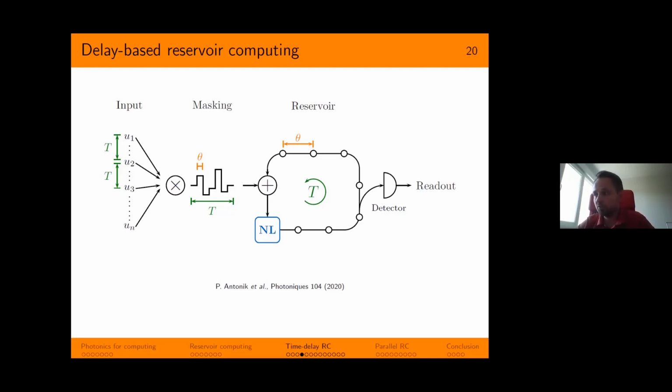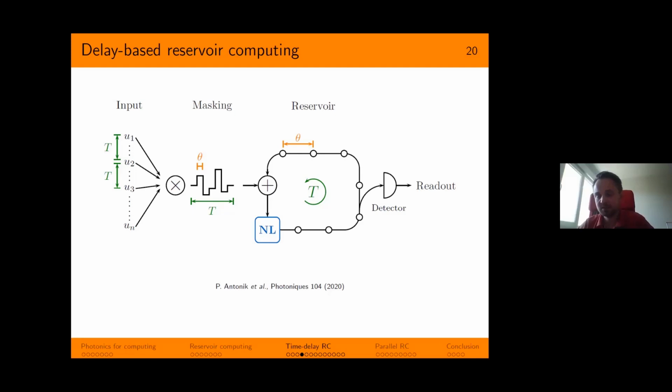To solve this issue, we will apply a masking procedure. We will multiply the input that is held constant during the time big T by a masking signal, which will be periodic of period big T. This way, each neuron will get a value of the mask. It's like applying the input weights, but here it's in a temporal way. Each neuron will get the same input signal, but multiplied by a different value of the mask. So each neuron will exhibit different dynamics.